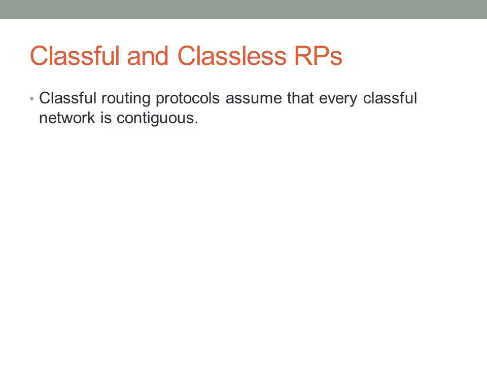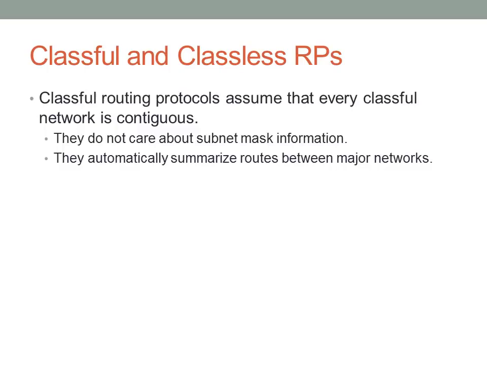And in previous times, this was actually true. So they don't care about subnet mask information. They rely strictly on the information received about the major network, and they automatically summarize routes between major networks. So rather than saying that these subnets exist, they will say that this single major network exists. RIP version 1 is considered a classful routing protocol, and it's the only classful protocol we'll talk about.